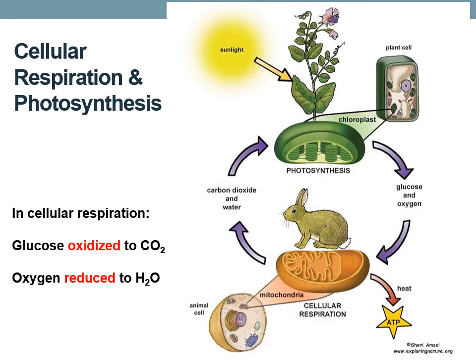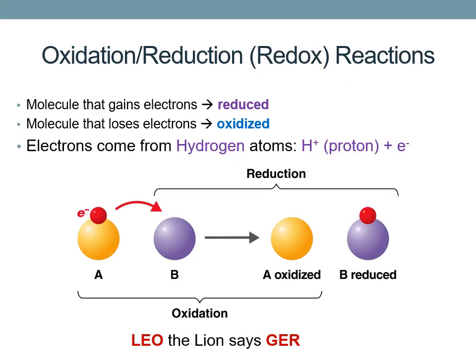During cellular respiration, glucose is oxidized to carbon dioxide and oxygen is reduced to water. But what does that mean? Oxidized, reduced. Oxidation reduction or redox reactions are seen throughout metabolic processes. These reactions involve the transfer of electrons from one molecule to another. Keep in mind, electrons have a negative charge.